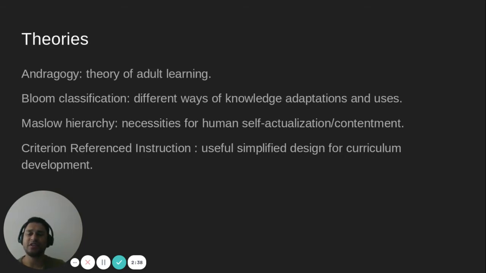Theories: andragogy, theory of adult learning; Bloom classification, different ways of knowledge adaptations and uses; Maslow hierarchy, necessities for human self-actualization or contentment; criterion referenced instruction, useful simplified design for curriculum development. So these are the main four theories that I focus on, because they are the least superfluous and most useful.